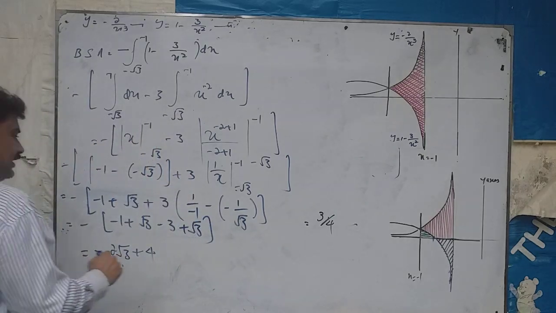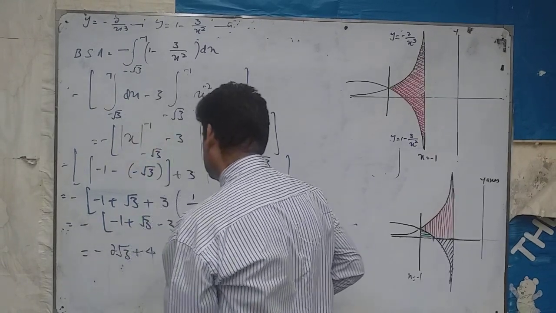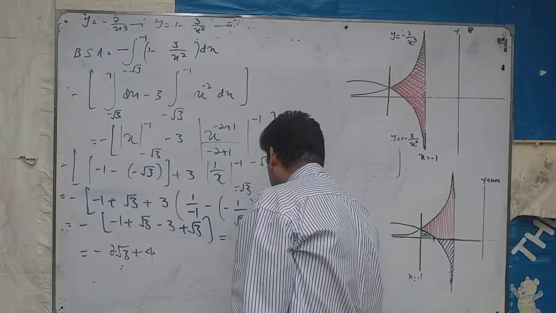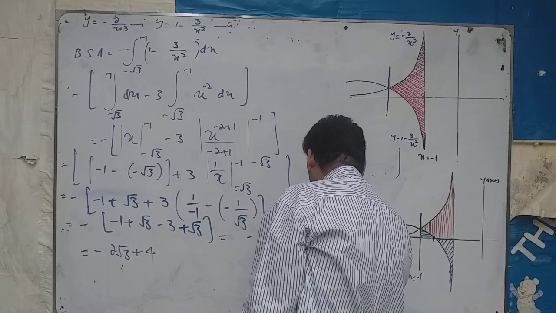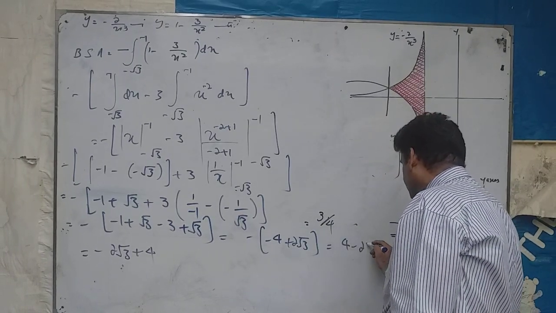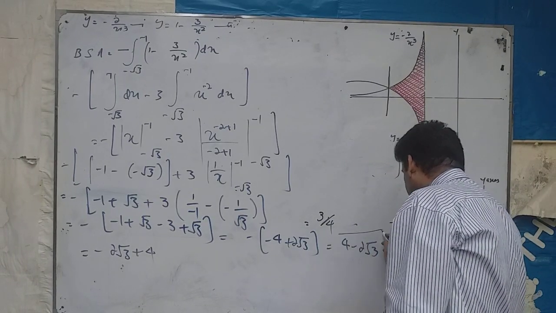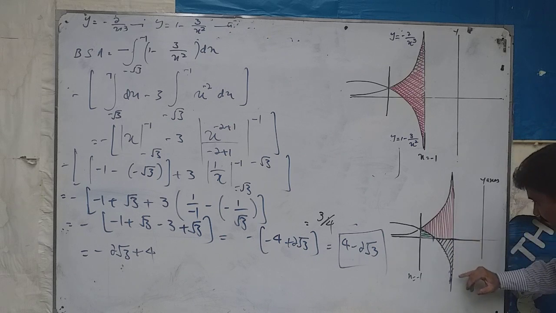By changing the sign, we get minus, multiplied by minus 4 plus 2 under root 3. When we multiply this negative sign we get 4 minus 2 under root 3. This will be the remaining area, which is shown in blue lines.